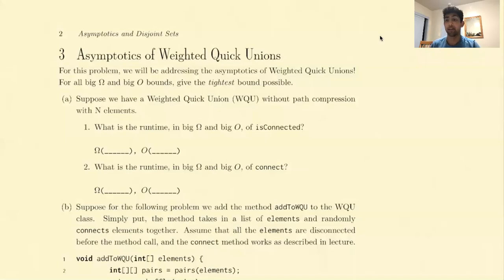Hi everyone, this is going to be a walkthrough of problem 3 on CS61B Spring 2021 exam prep worksheet number 6, which covers disjoint sets and asymptotics.